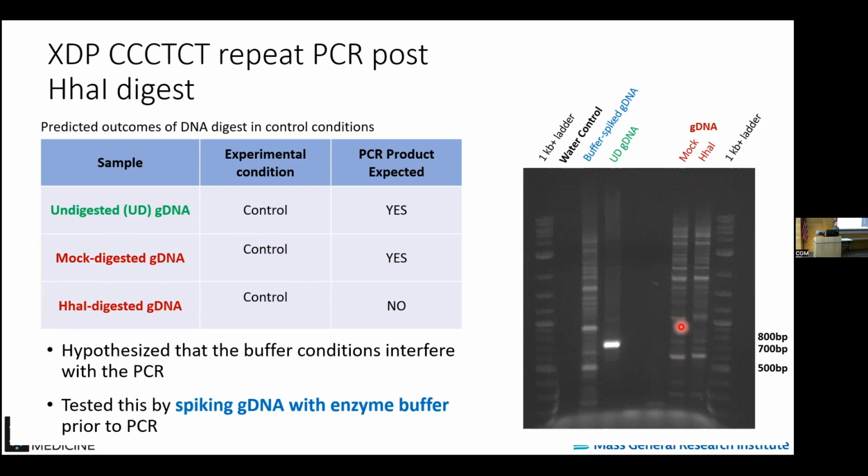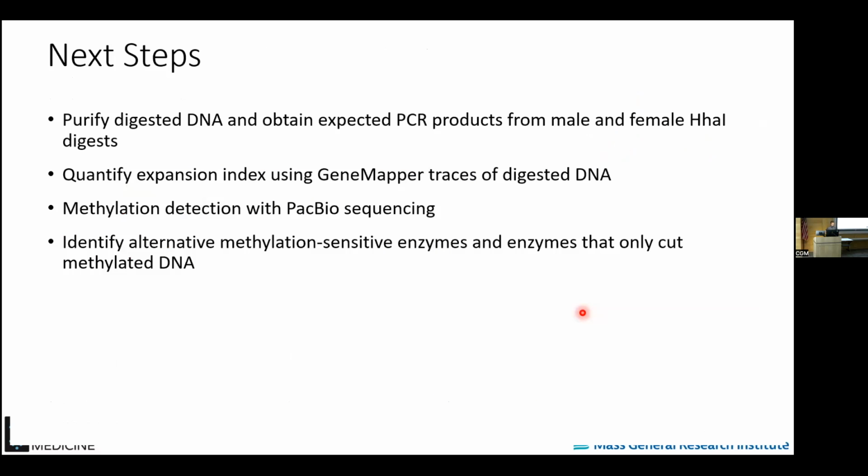Based on this, we thought that it could be somehow that the buffer conditions of the enzymatic reaction are affecting our PCR post-digestion. We tested this with a buffer spike-in of genomic DNA mixed with buffer and ran our PCR. As you can see in this well, it's pretty clear that that's what was going on here. So currently what I'm working on is purifying digested genomic DNA after the digest, but before the PCR. It's actually running right now, so in the next couple of days, we'll know if it worked or not.